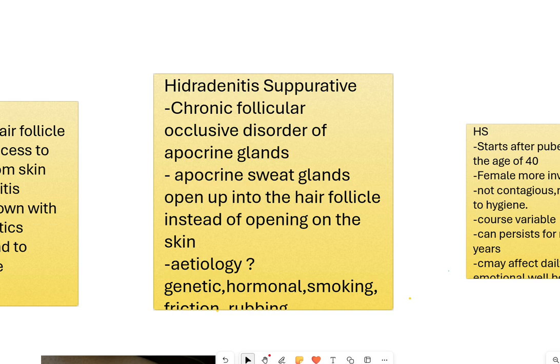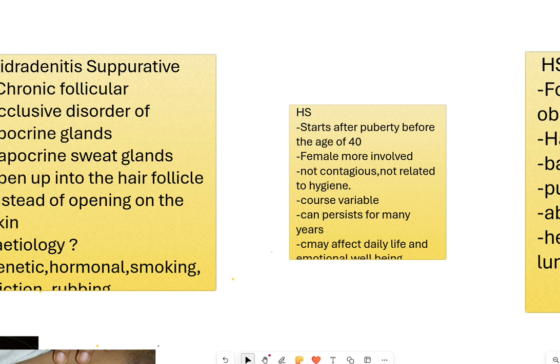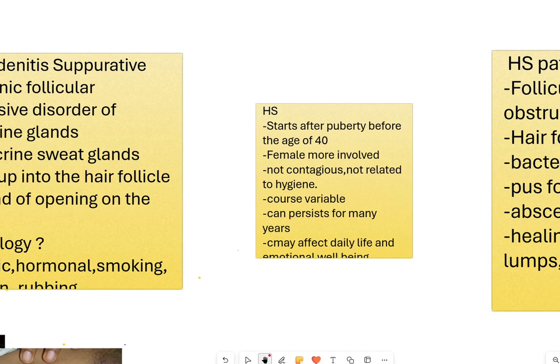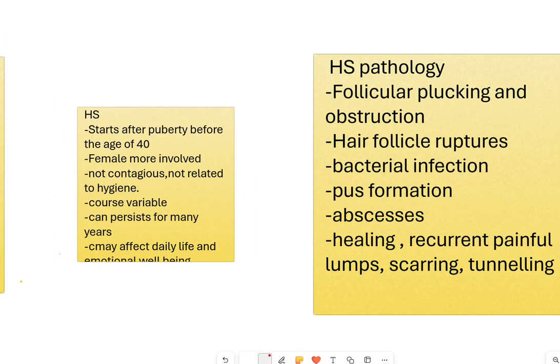HS starts after puberty, before the age of 40 years. Females are more involved, and it is not contagious, and is not related to hygiene. The course can be variable from mild to moderate to severe inflammation, and it can persist for many years, and it may cause emotional problems, sort of depression.